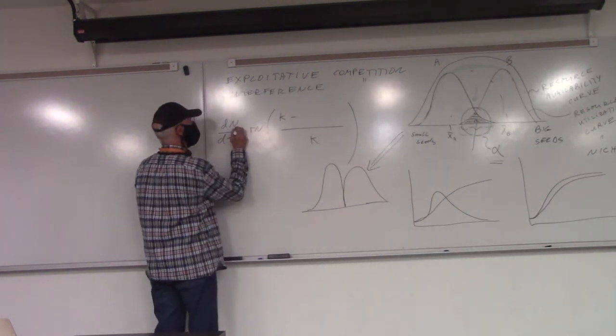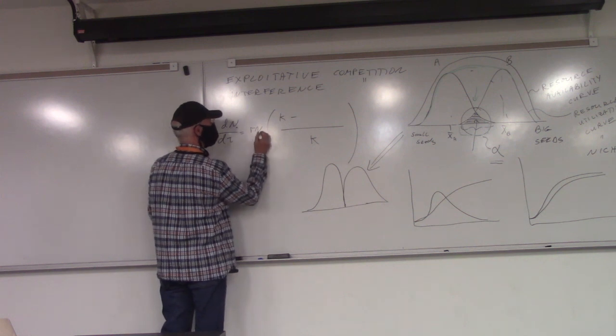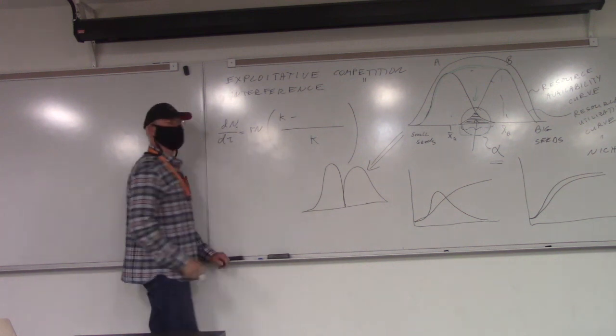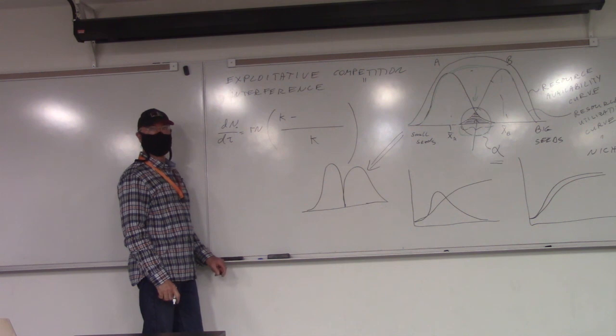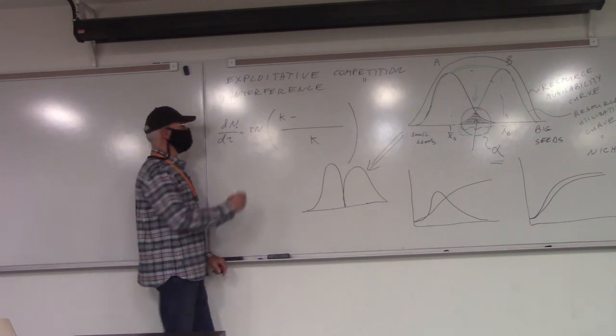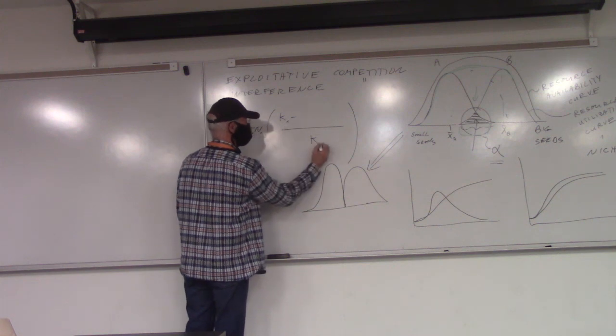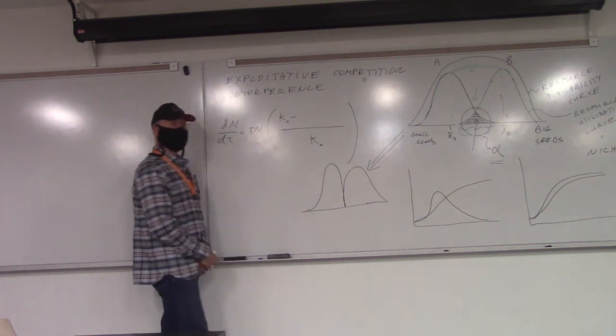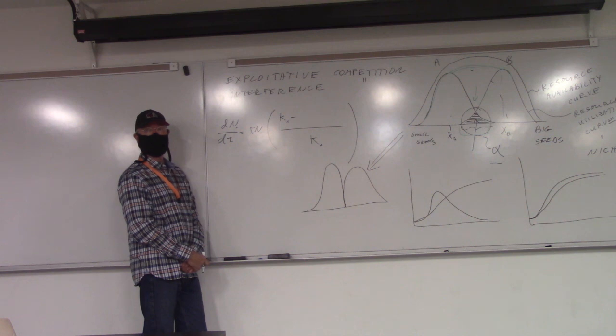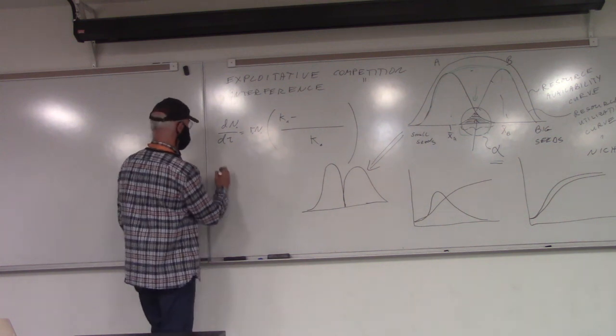Let's call this N sub A for species A. Okay? And the growth rate is R sub A, and the carrying capacity is K sub A. So that's how we know we're talking about species A. We're actually going to have two equations, one for species A and one for species B.